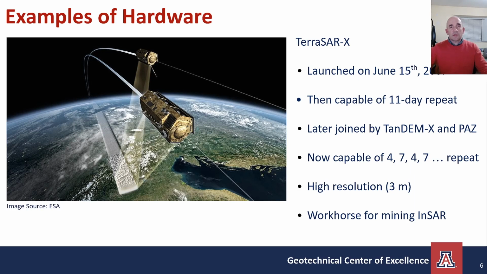Let's take a closer look at TerraSAR-X. This is a German system launched in 2007, capable of 11-day repeats, later joined by a second and then a third Spanish satellite called PAZ. This offers repeat times now of alternate 4 and 7-day gaps. 3-meter data is typical, but it's possible to get higher resolution at the expense of a smaller footprint.